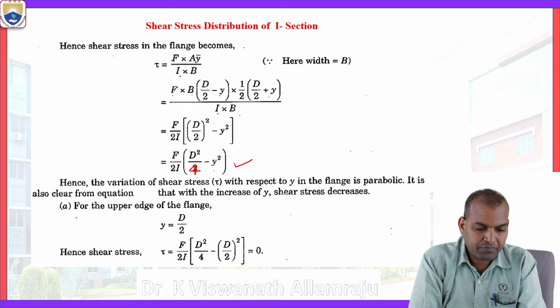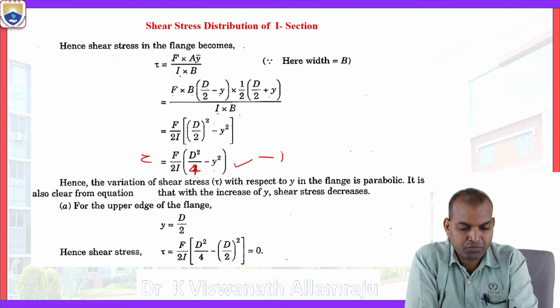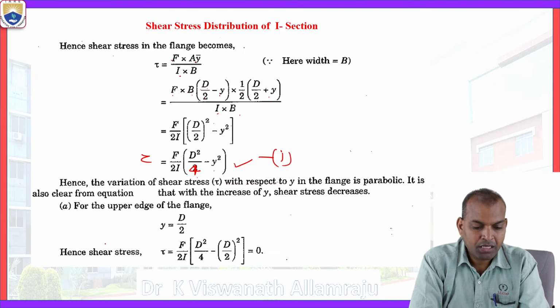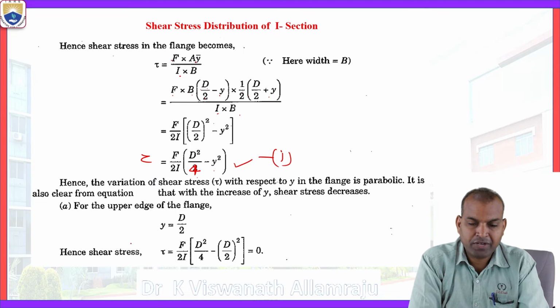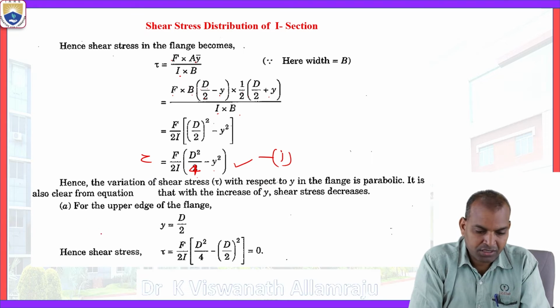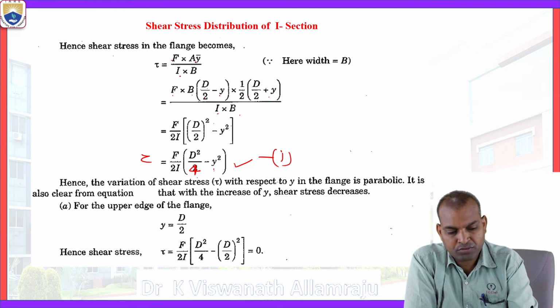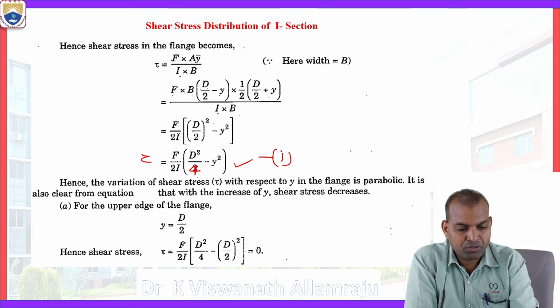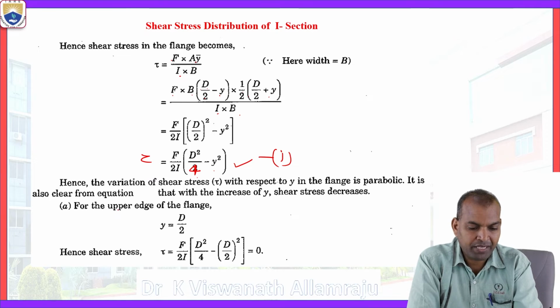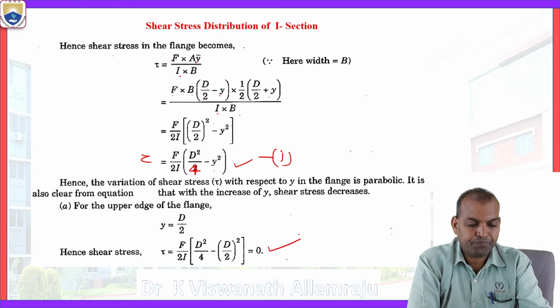Here the variation of the shear stress with respect to y in the flange is parabolic. From that equation, equation 1, we understood that as y increases, the shear stress decreases and vice versa. So at the upper edge of the flange, y equal to d by 2. If you substitute y equal to d by 2, the shear stress becomes 0.